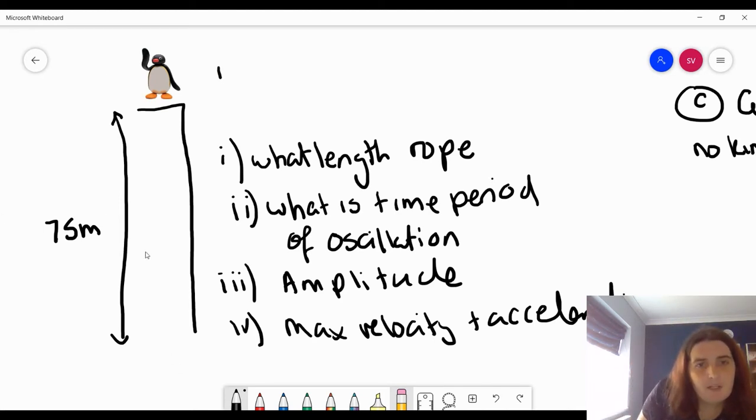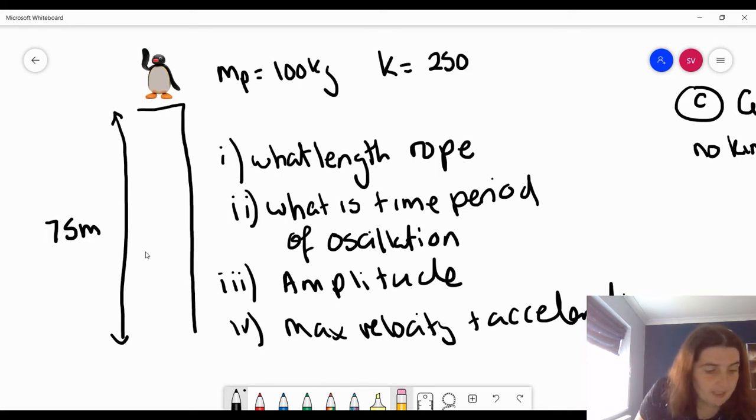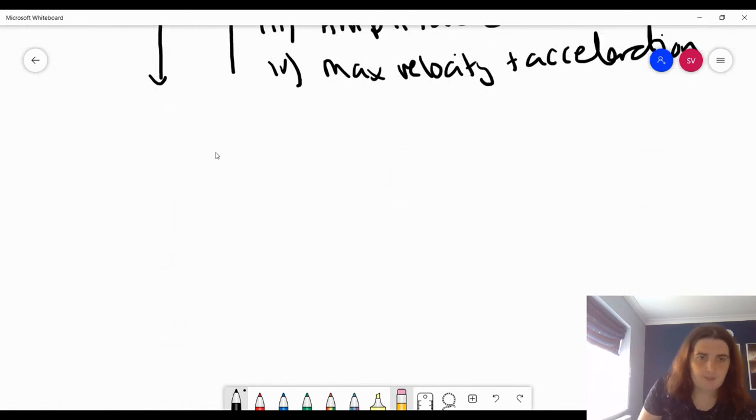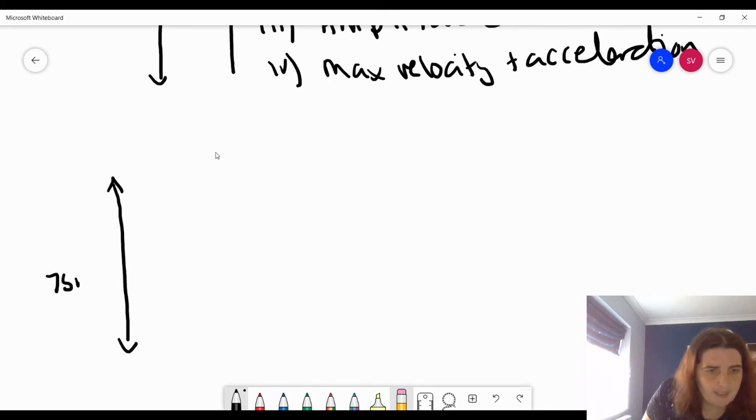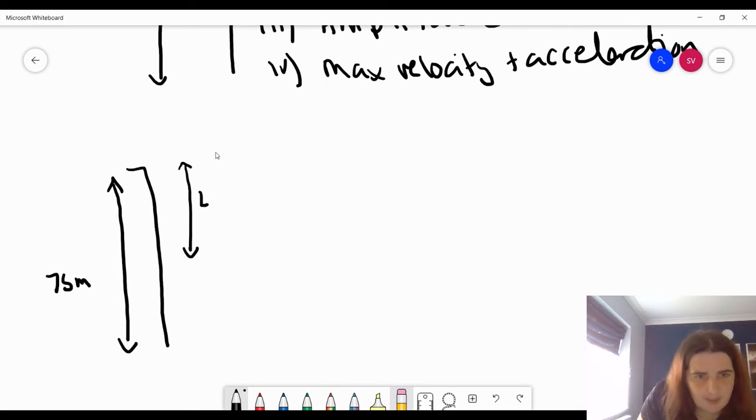I'm going to have this penguin here weighing 100 kilograms, and this bungee cord that they're on has a spring constant of 250 newtons per meter. So, length of rope. Let's do this one here. I've got my 75 meters, I've got my length here, and then it goes all the way to here. You get an equilibrium point here.